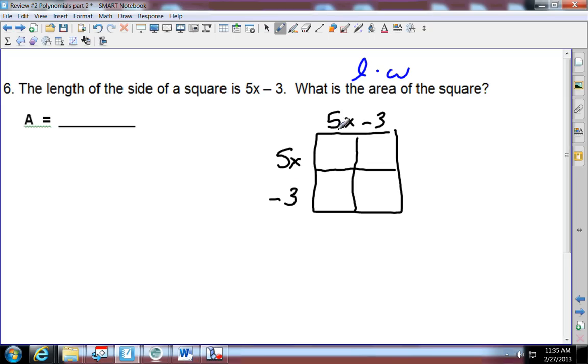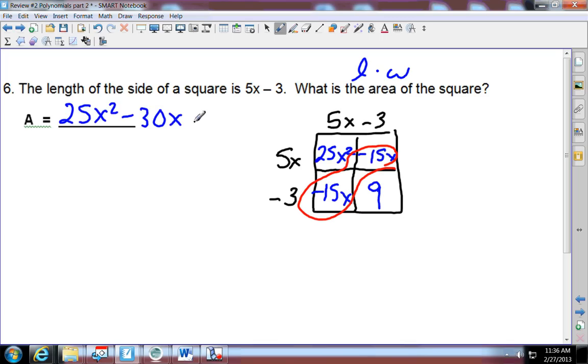So I have 5x times 5x, 25x squared, 5x times negative 3, negative 15x, negative 3 times 5x, negative 15x, negative 3 times negative 3, positive 9. Put your x's together. I get 25x squared minus 30x plus 9. Now, find the perimeter now. Find the perimeter of this figure.